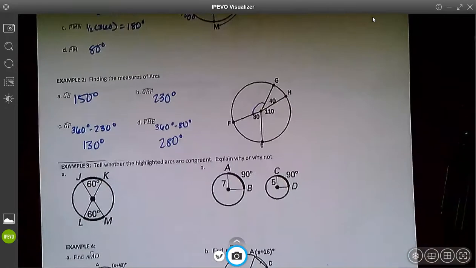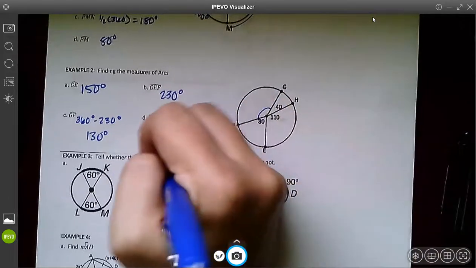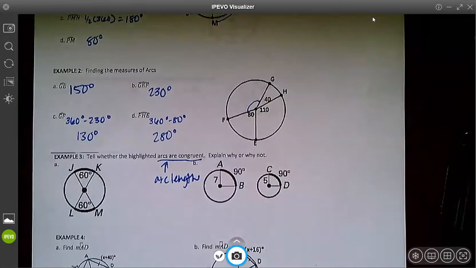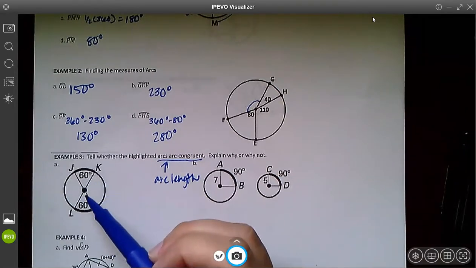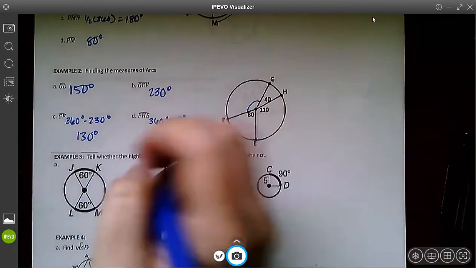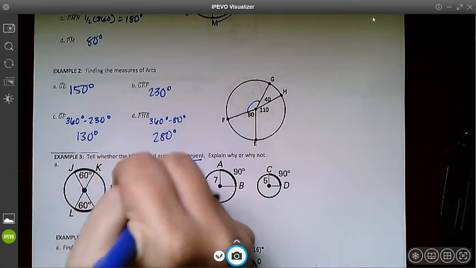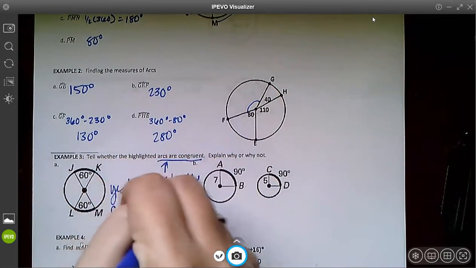Tell whether the arcs are congruent. When it says the arcs are congruent, that means the arc length, not the arc angle measure. So, are the arcs congruent? These are congruent because they are in the same circle, or congruent circles, and they have the same angle measure, congruent angles.